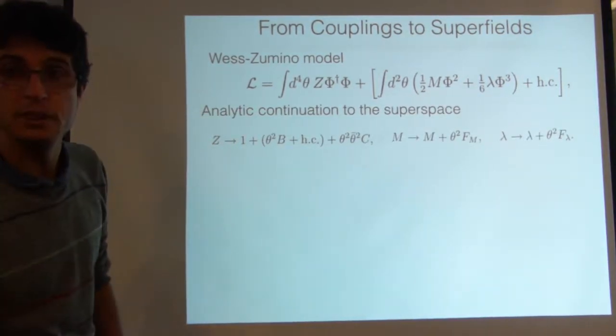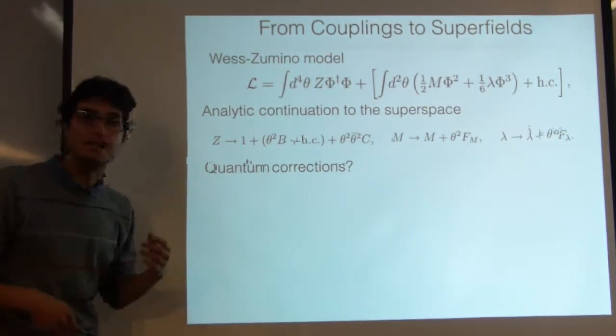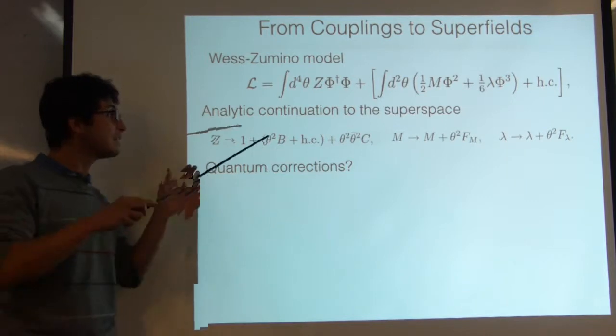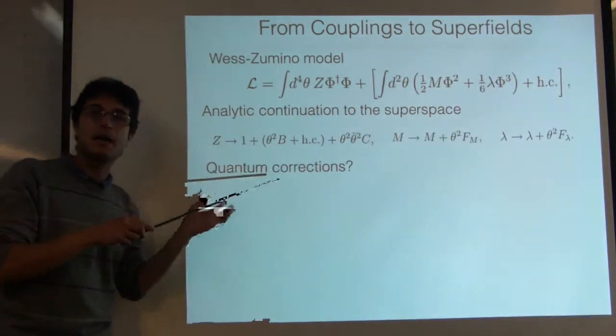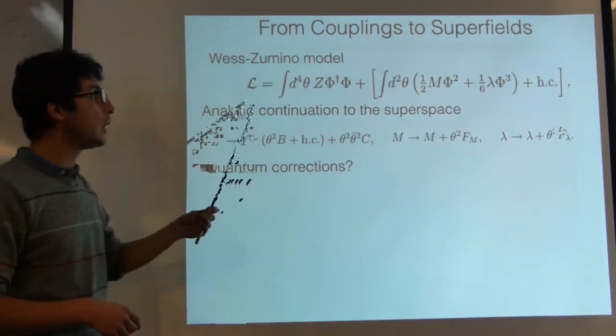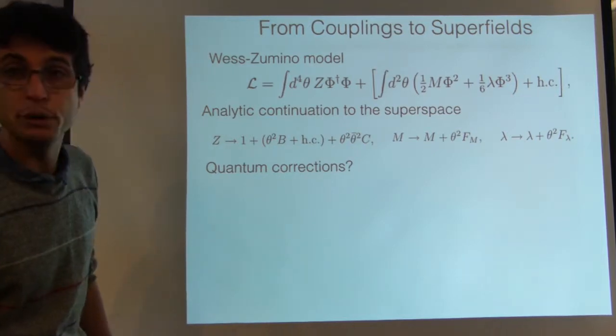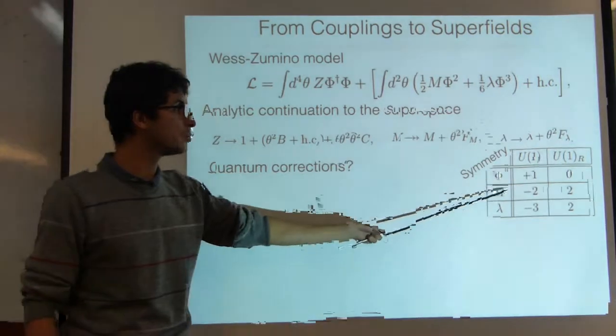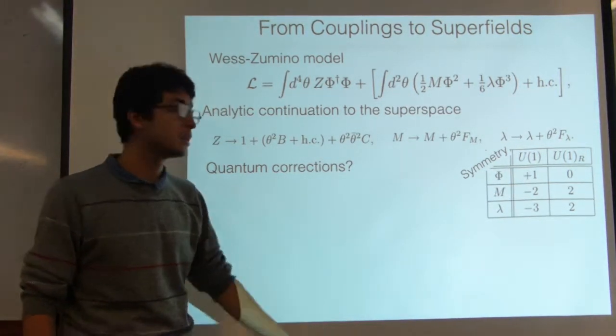So what's the idea with this? For example, with this we can ask if the theory is corrected at quantum level. But now that these are not just couplings but are fields, we can realize something that before we couldn't. Actually, now that they are fields, notice that we see that there are some symmetries.